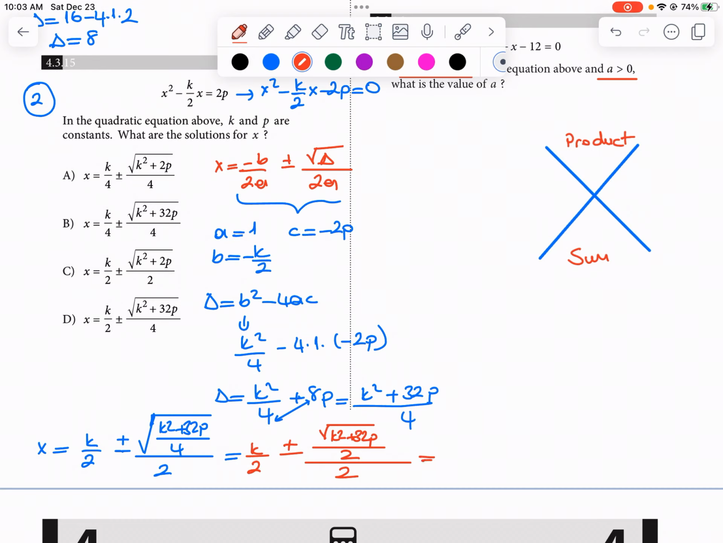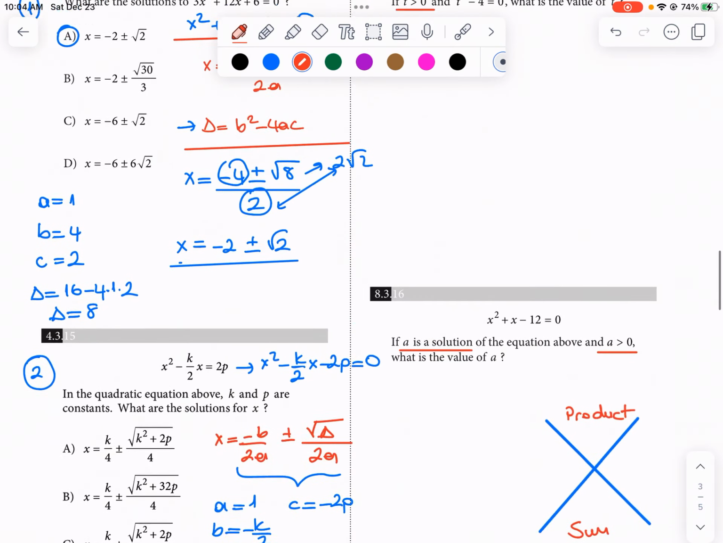Okay, so k divided by 2 plus minus, and once you simplify this fraction, it'll be square root of k squared plus 32p divided by 4. Okay, so the correct answer is going to be D. Next question, question 3.